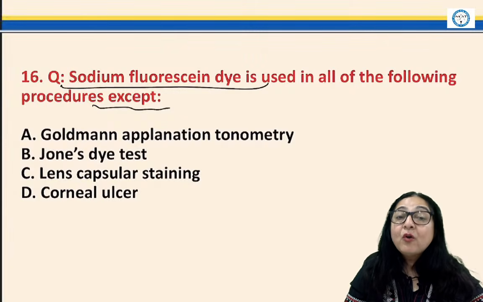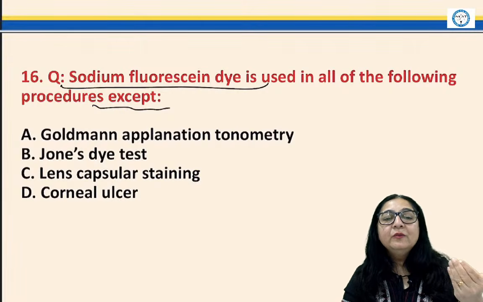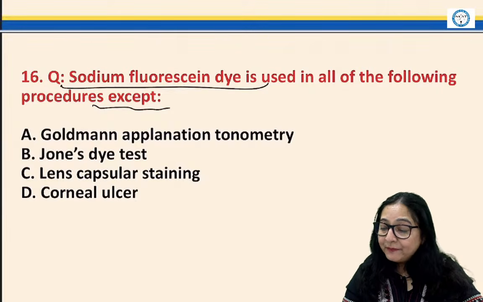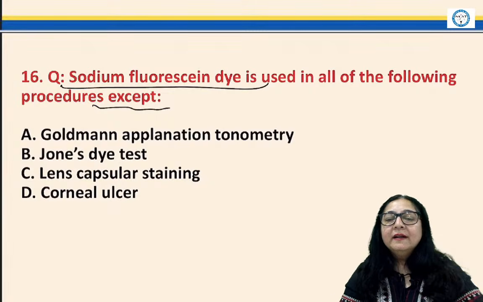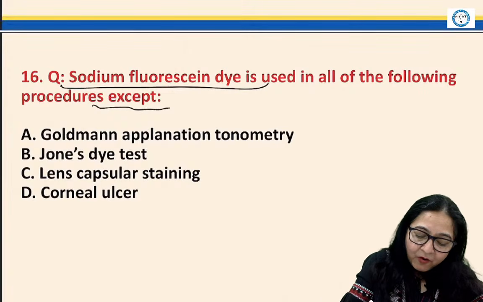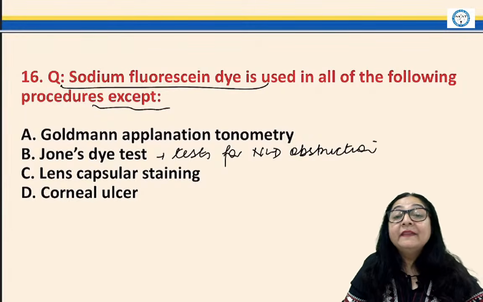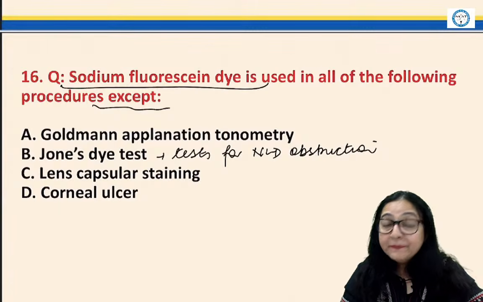So in ophthalmology, fluorescent dye is used when you want to do the Goldmann applanation tonometry. Remember? You put a drop and then you try to fuse the mires. John's dye test is one of the tests for NLD obstruction, where again you put a drop of fluorescent in the eye and then you check whether the tear flow is normal or obstructed.